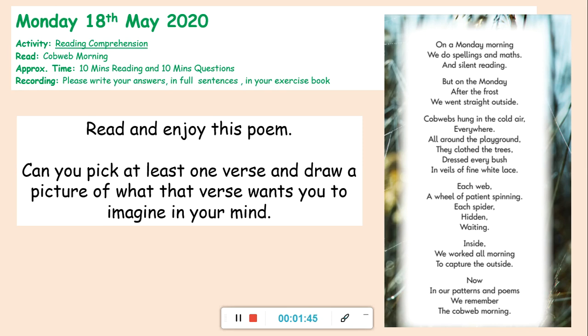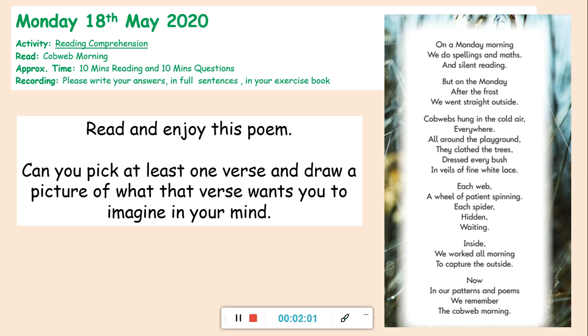And then what I would like to see from you is a picture of one of the little bits in there. So if you pause it now, have a little go, and then I'll give you an example if you're finding it tricky. So off you go.